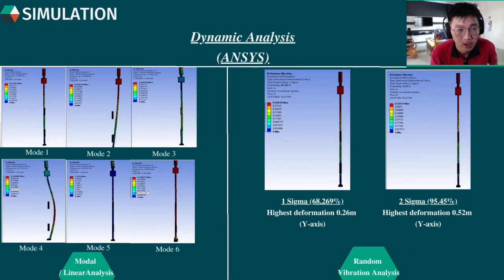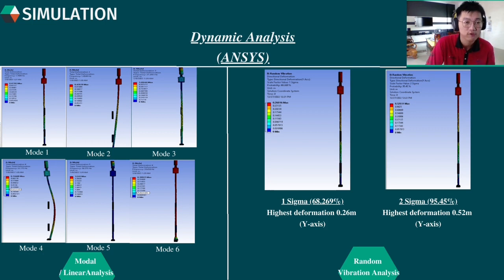On the other hand, we have also done our dynamic analysis, the modal analysis and also the random vibration analysis. Modal analysis helps us to identify the frequencies of the structure and the corresponding mode shapes, so that we can observe obvious deformation in mode 4, and also the highest deformation occurs in mode 5 as well.